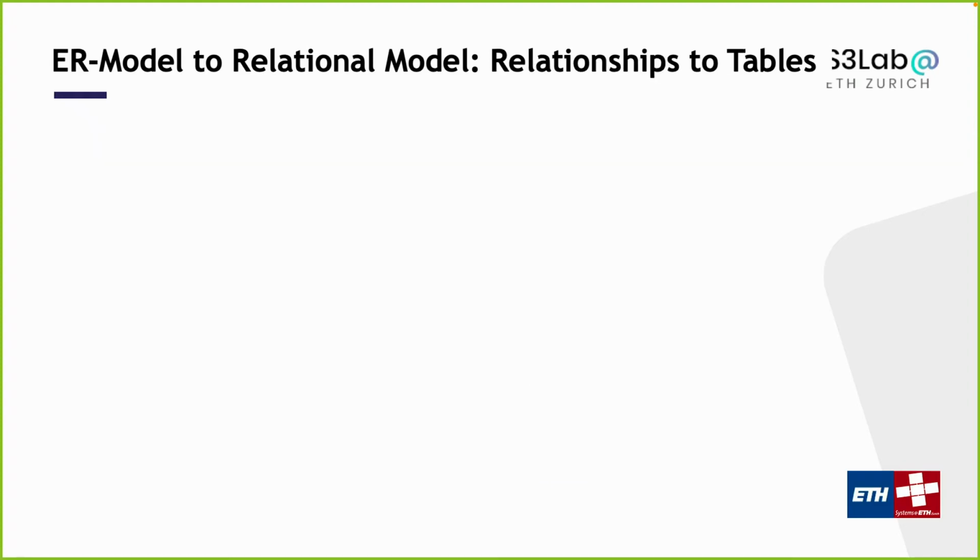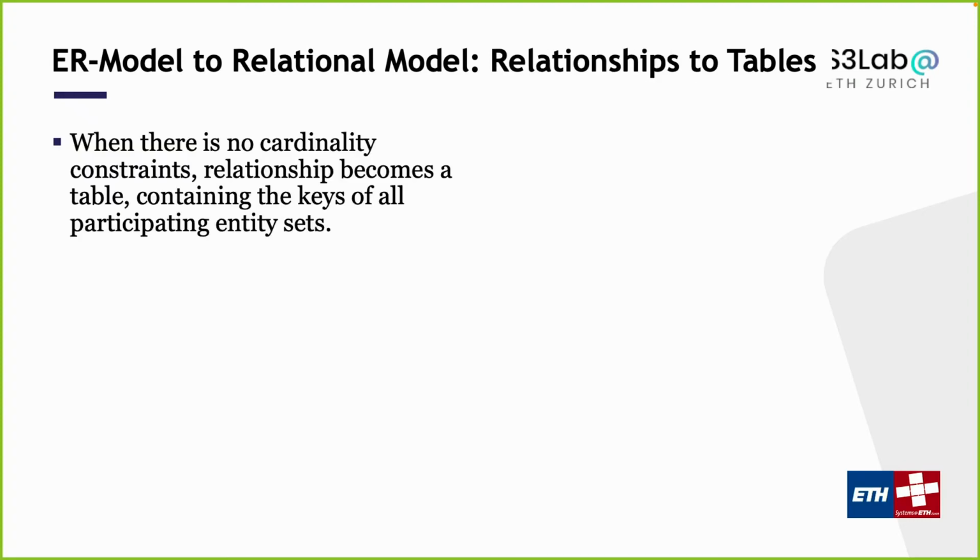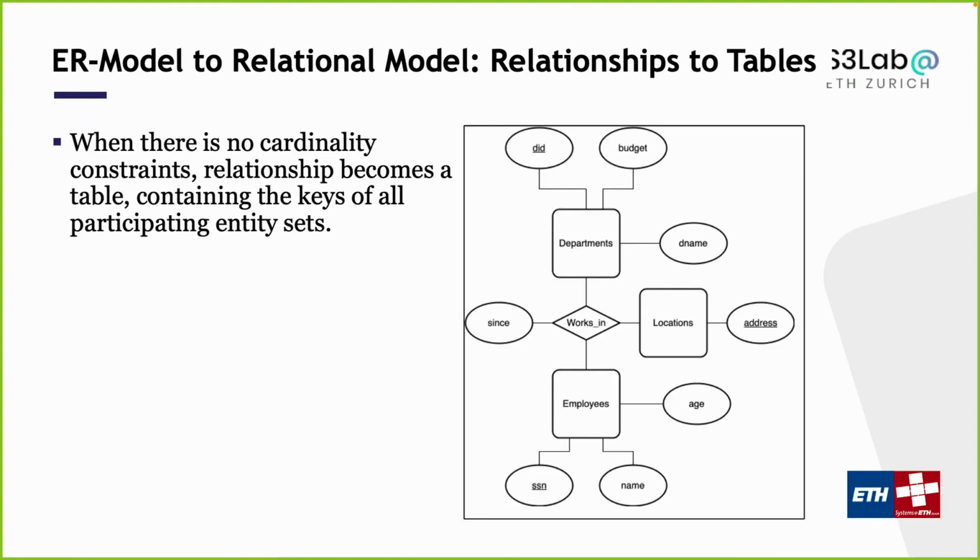Whenever there is no cardinality constraint in your ER diagram, the whole thing is actually easier. Okay? So in this case, each of those relationships will become one relation containing the keys of all the participating entity sets in the ER diagram. So let's look at one concrete example.